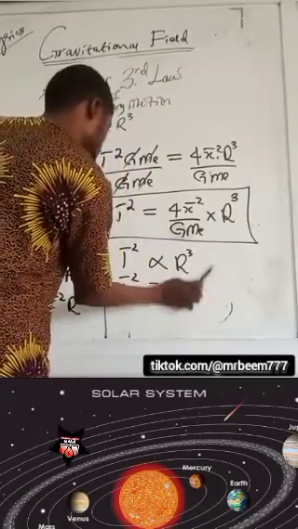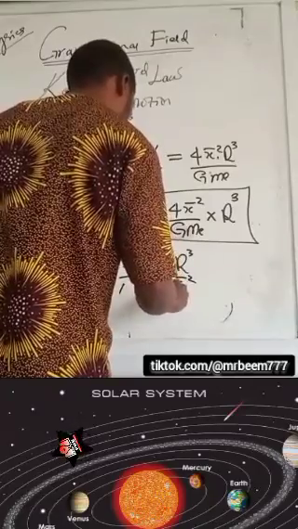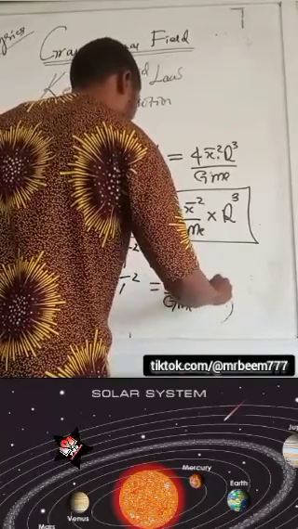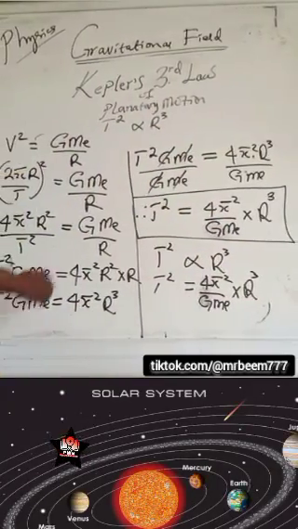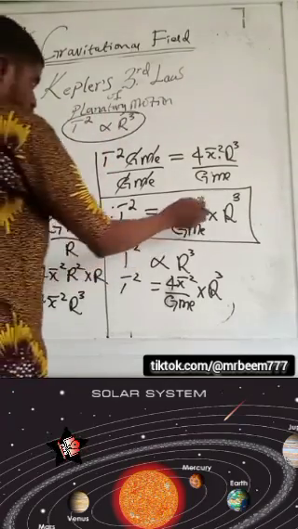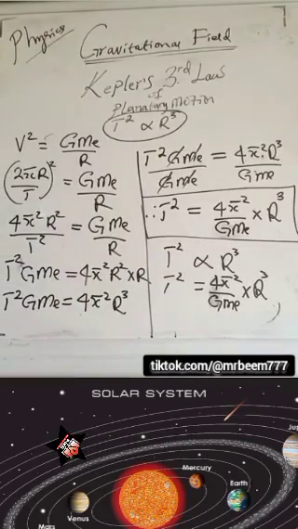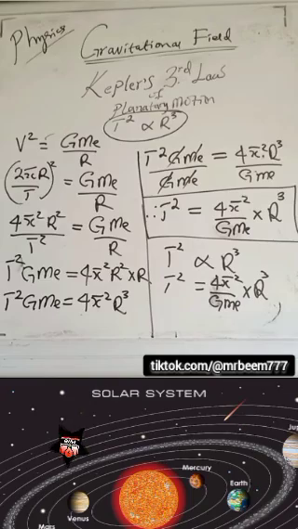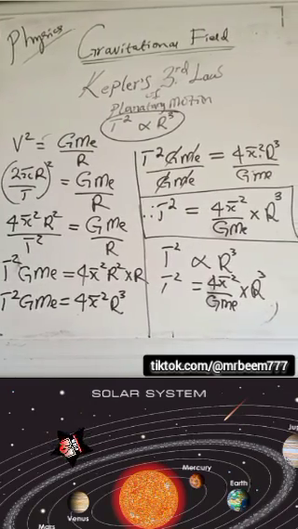T squared is equal to 4 pi squared over G M E times r cube. In your useful physics textbook, this is the only thing you have. You don't have this with you. And so we have succeeded in deriving Kepler's law of planetary bodies. Should you be asked this in your examination, this is how to go about it.